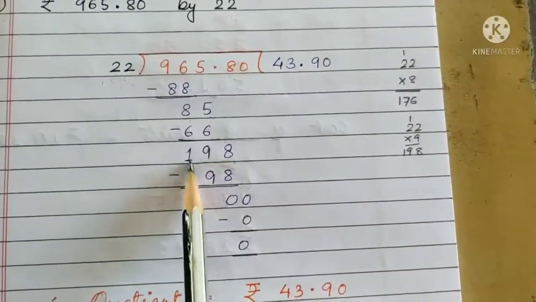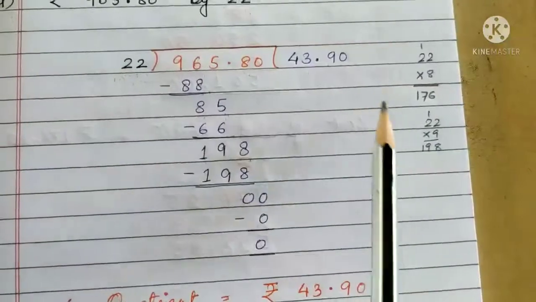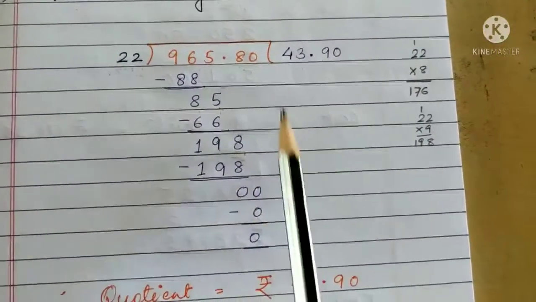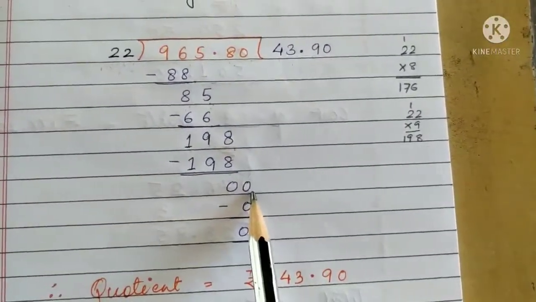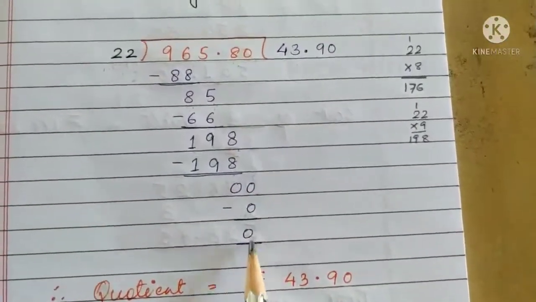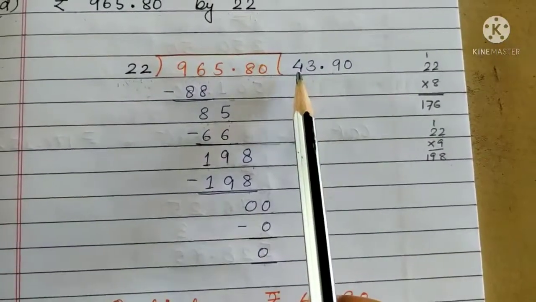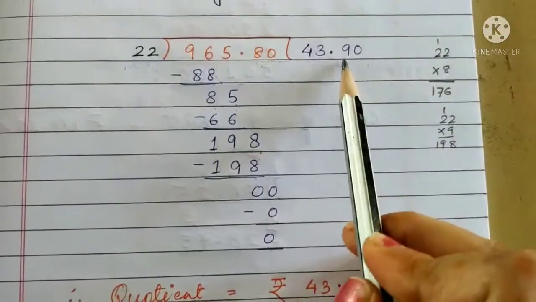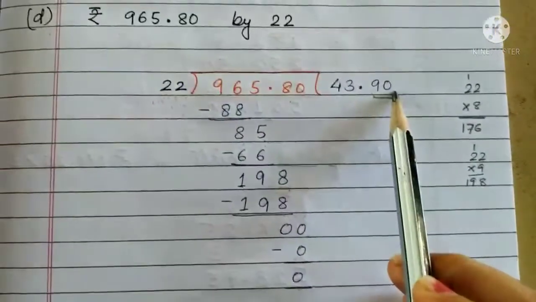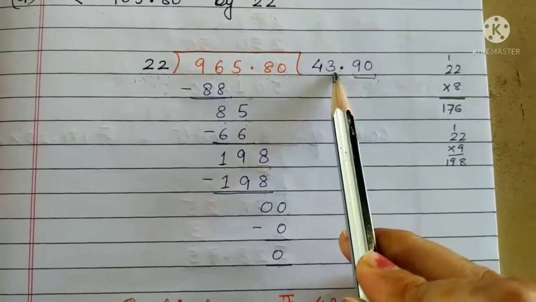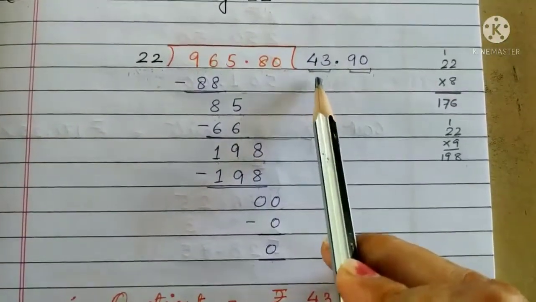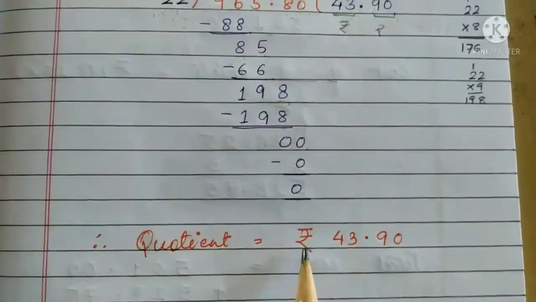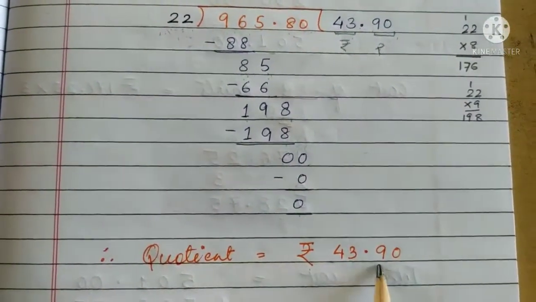22 goes into 198 9 times. 22 nines are 198. So we have 0 followed by 0 as the dividend. So 22 zeros are 0. So our quotient is 4,390. What do we have to do? We have to take the last 2 digits from the extreme right and put a dot so that we separate the rupees and paise. So our quotient is 43 rupees and 90 paise.